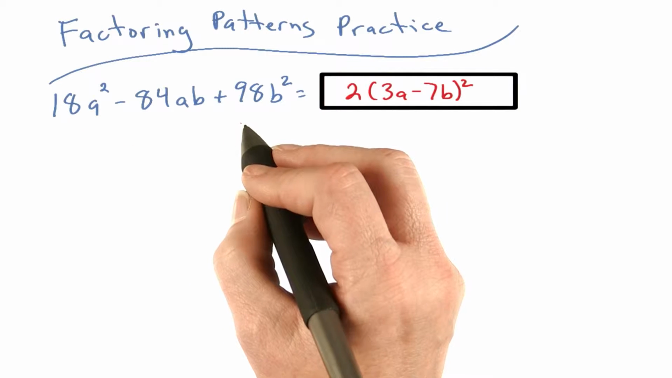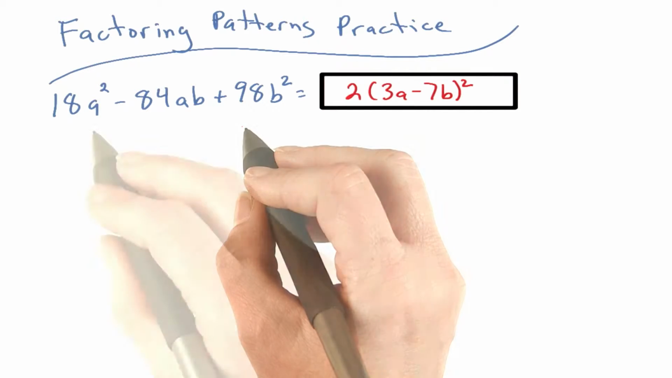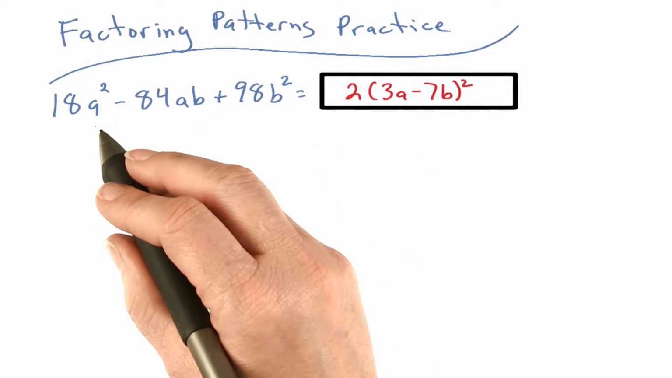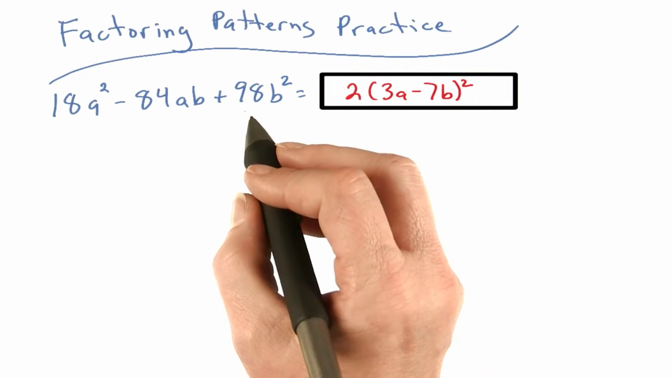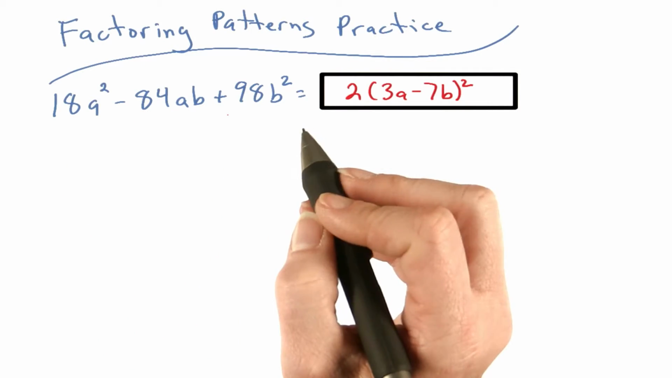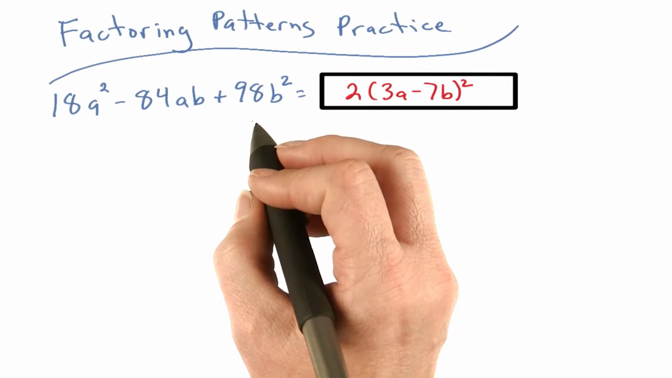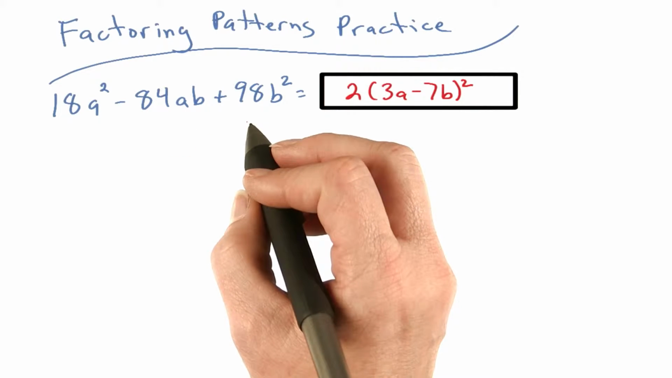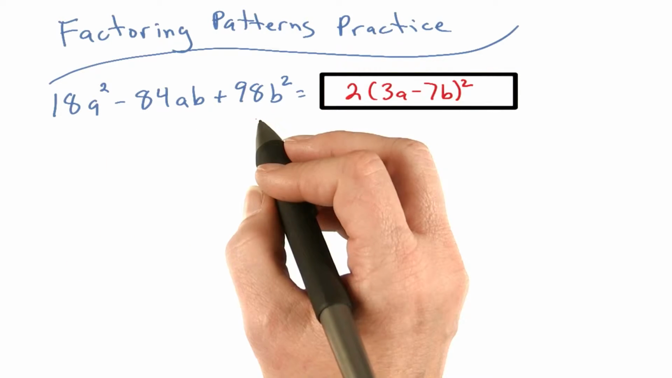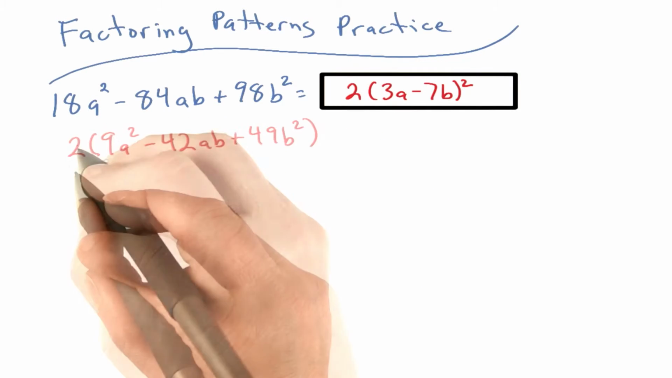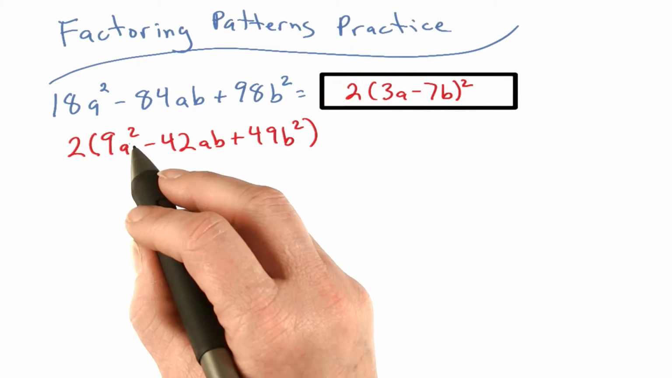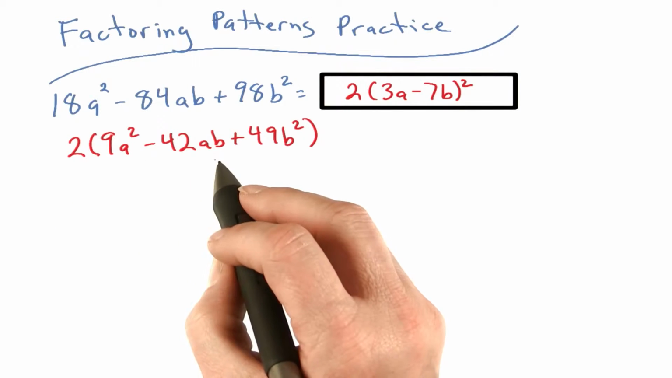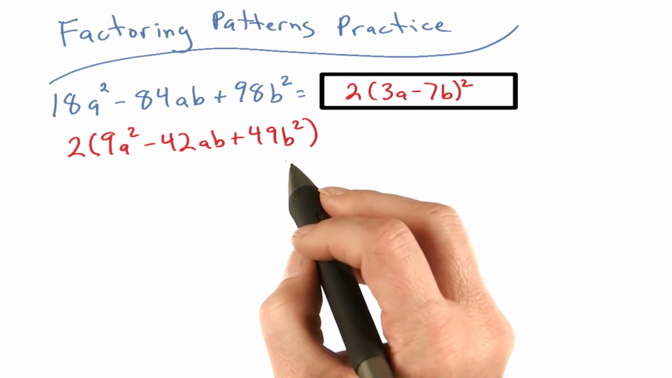Remember, whenever I factor any polynomial, I want to look to see if there's a greatest common factor. When I look at the variables, I can see there's not a variable portion of a greatest common factor, but I notice 18, 84, and 98 are all even numbers. Since they're all even numbers, I know that there is a greatest common factor of 2. So the first thing I want to do is factor out the 2. When I factor out the greatest common factor of 2, I'm left with 9a squared minus 42ab plus 49b squared.